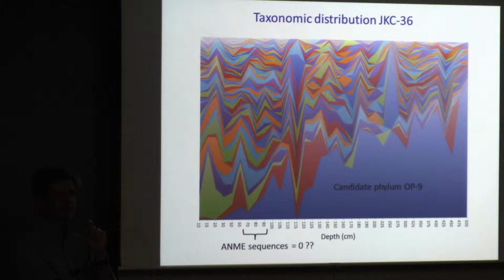Now, it may be related to the fact that what we did find overwhelmingly in these cores is an enormous abundance of chloroplast sequences. These primers target all bacteria. Chloroplasts, by the way, and mitochondria are, or at least once were, bacteria.